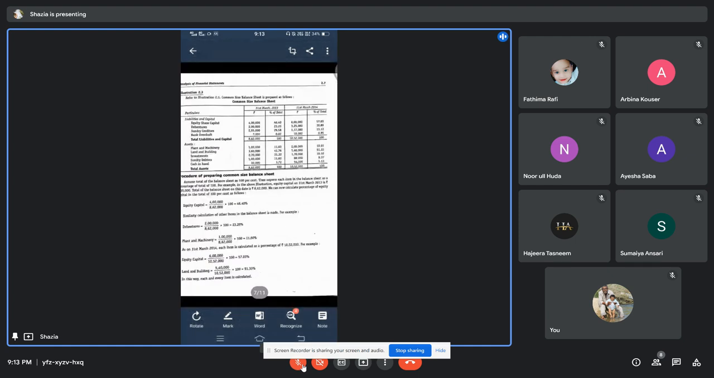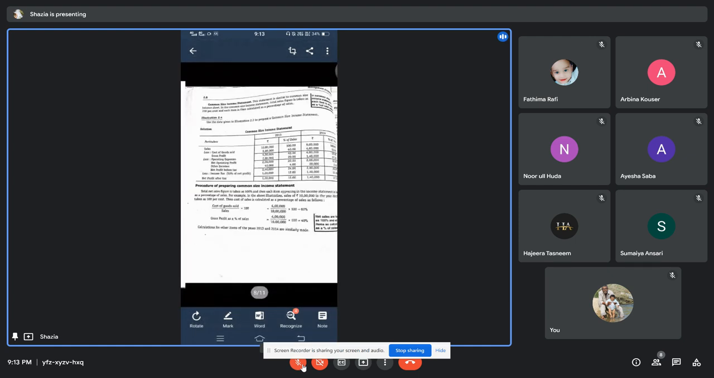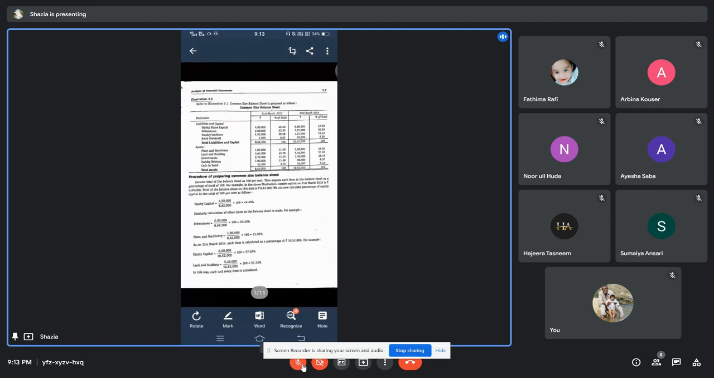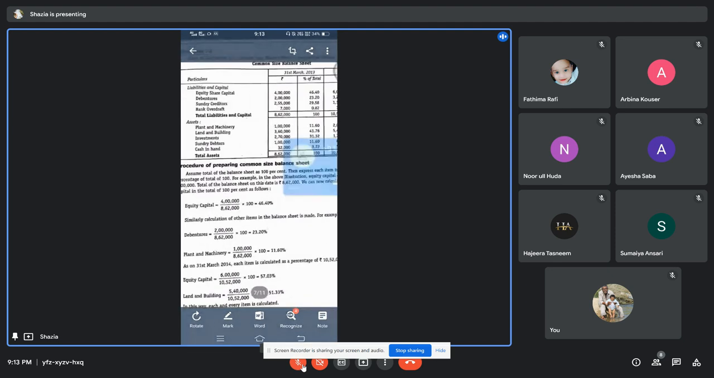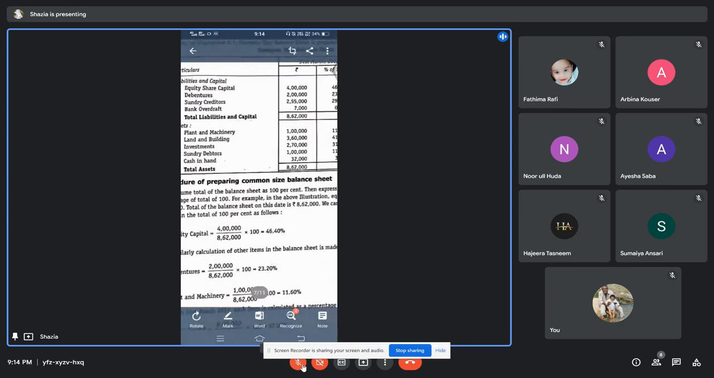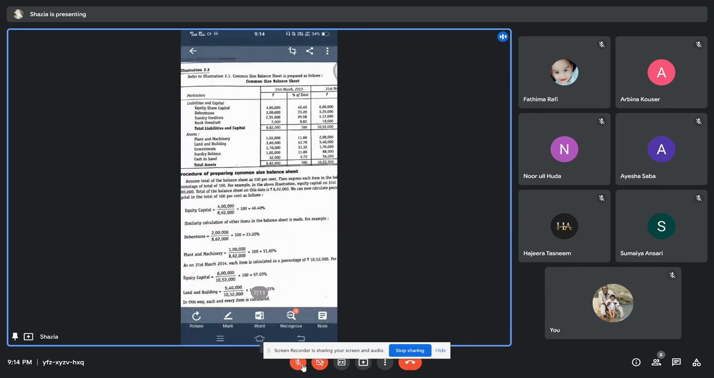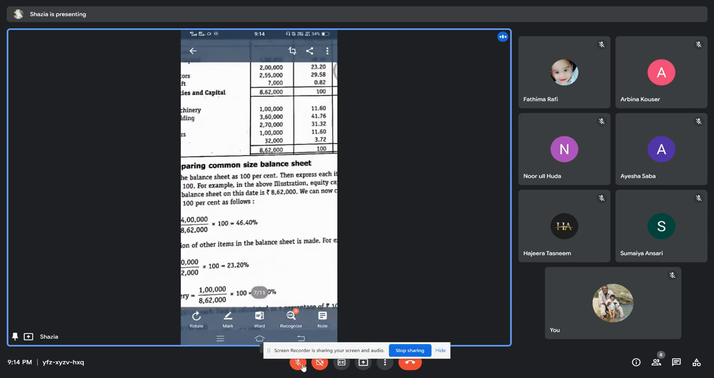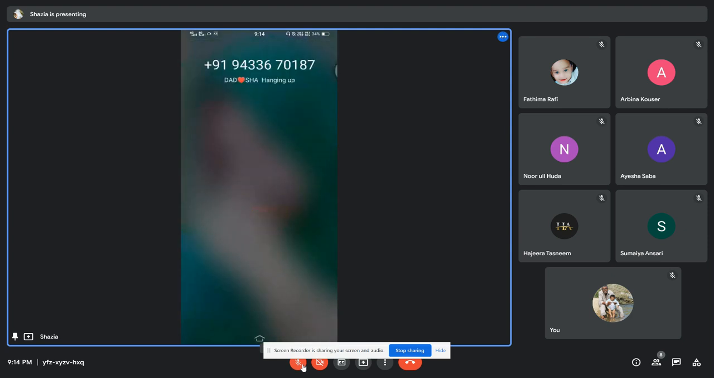Even the assets you have to do the same way. But for total assets here, I think they have done the calculation. No, they have not done the calculation for assets. They have just done it for liabilities. But you have to do it for assets here. So how will you do it for assets? Plant and machinery is 1 lakh. This 1 lakh is divided by total assets. How much is total assets?